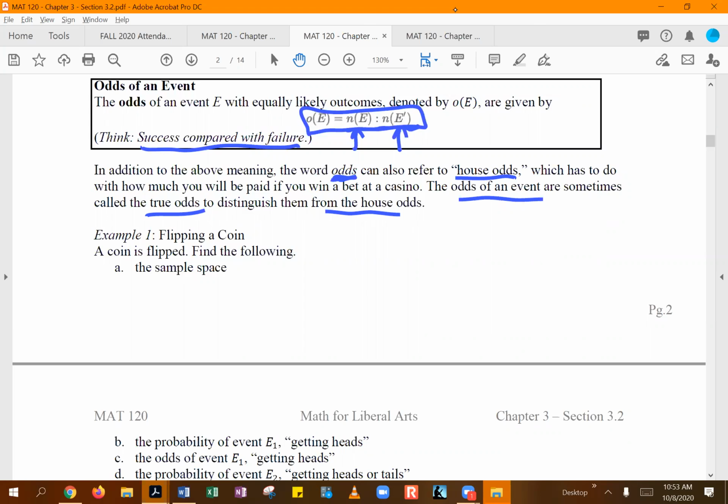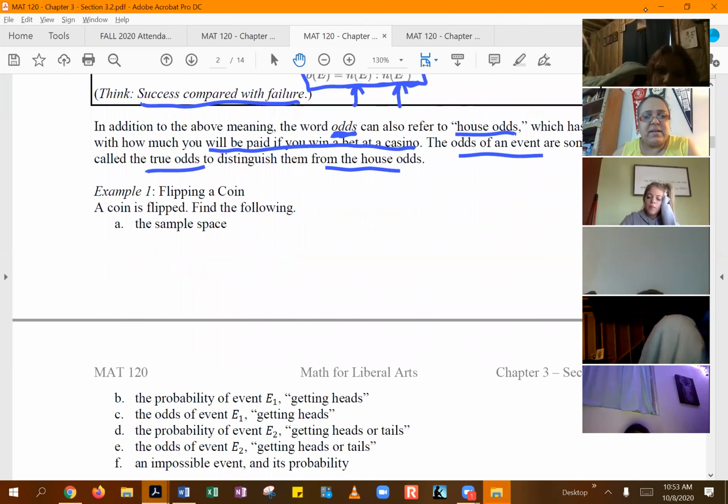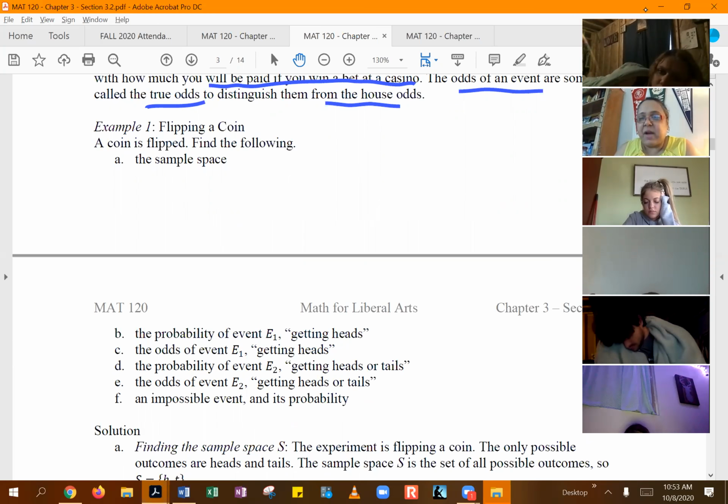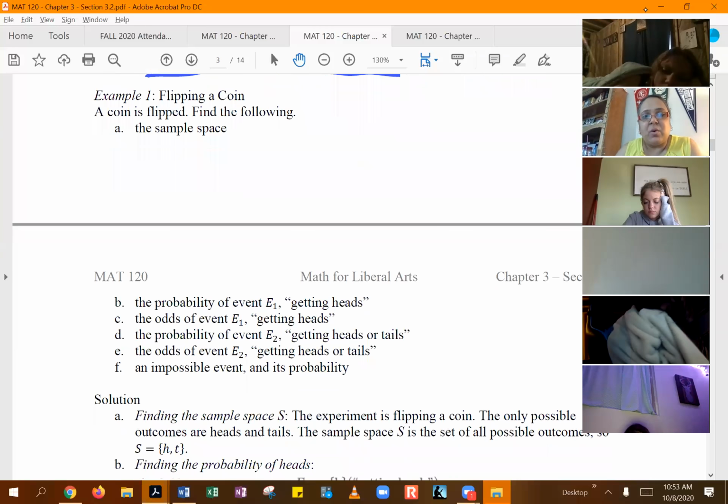So again, your house odds are basically what you will be paid if you win a bet at a casino. So let's take a look at these examples here, again comparing odds and probabilities. This one, and we've kind of talked about this, is flipping a coin.